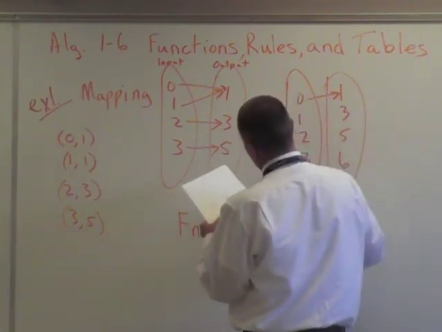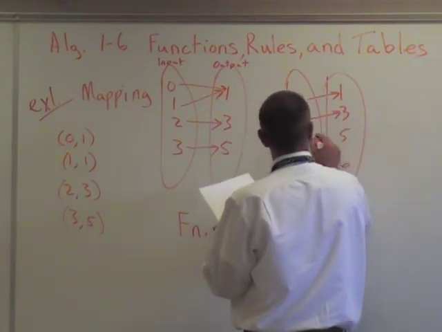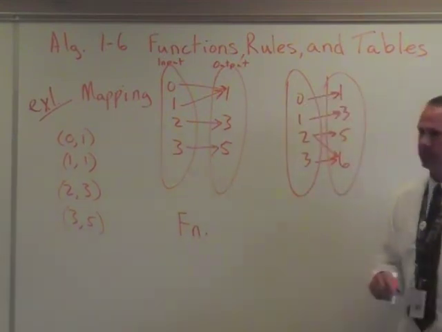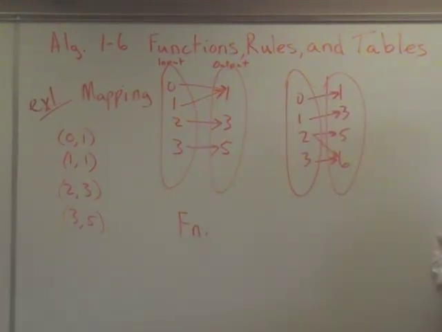0 goes to 1, 1 goes to 3, 2 goes to 5 and 6, and 3 goes to 6. Oh, yeah. It's messed up. I remember this from last year.